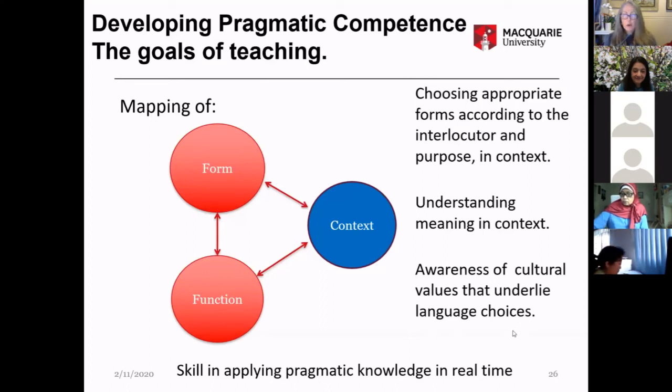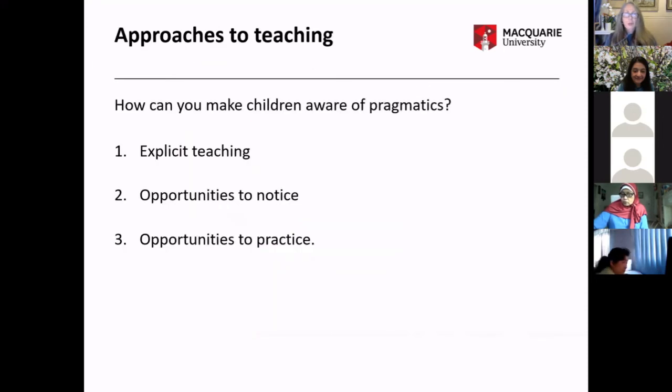So how do you approach it? There are three ways of approaching teaching pragmatics. One is through explicit teaching, and that is where you maybe make a lesson devoted to a particular speech act, like this is how we ask, this is how we borrow things, this is how we make requests, this is how we refuse. Now, these days, that's not a particularly fashionable way of teaching.